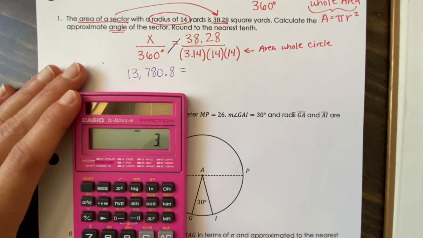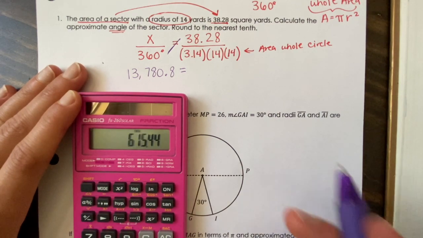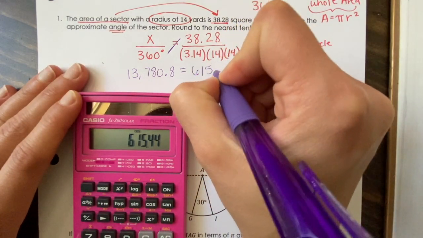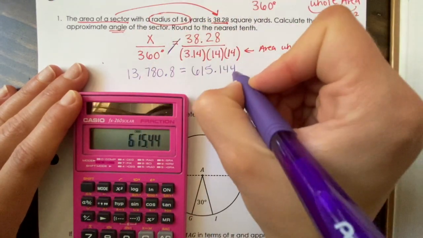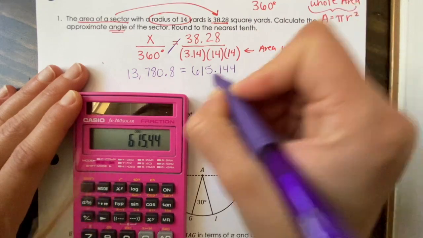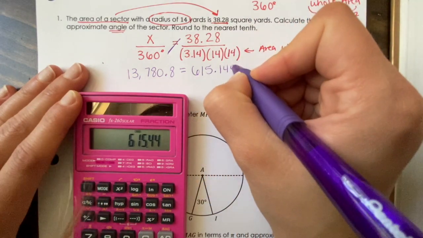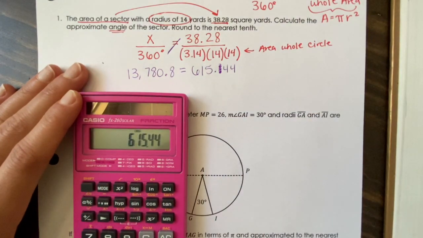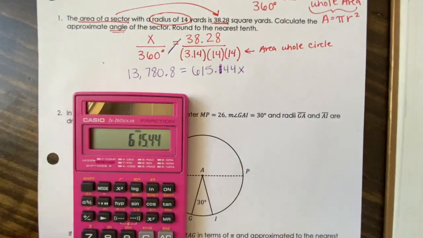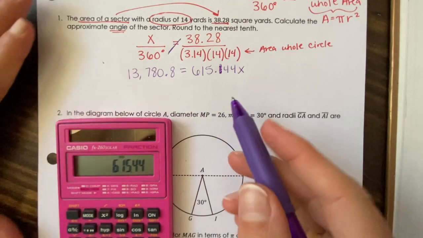So what do we get? 3.14 times 14 times 14 equals 615.44. I called this pi, my bad, so 615.44 times x. Then we're just going to solve for x.